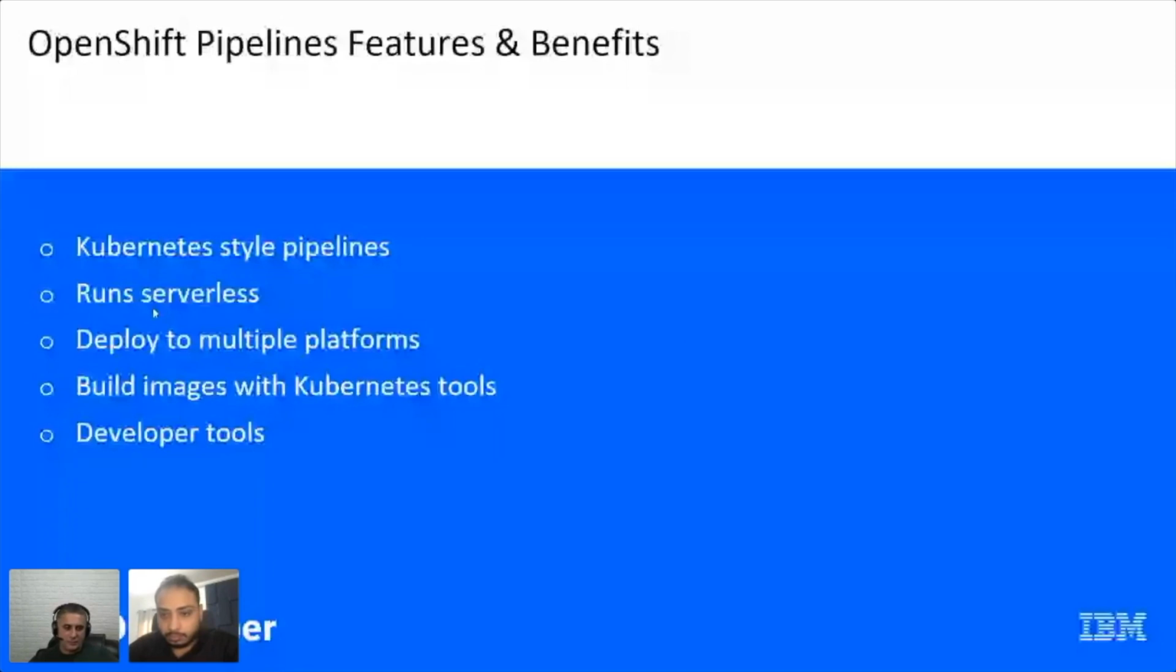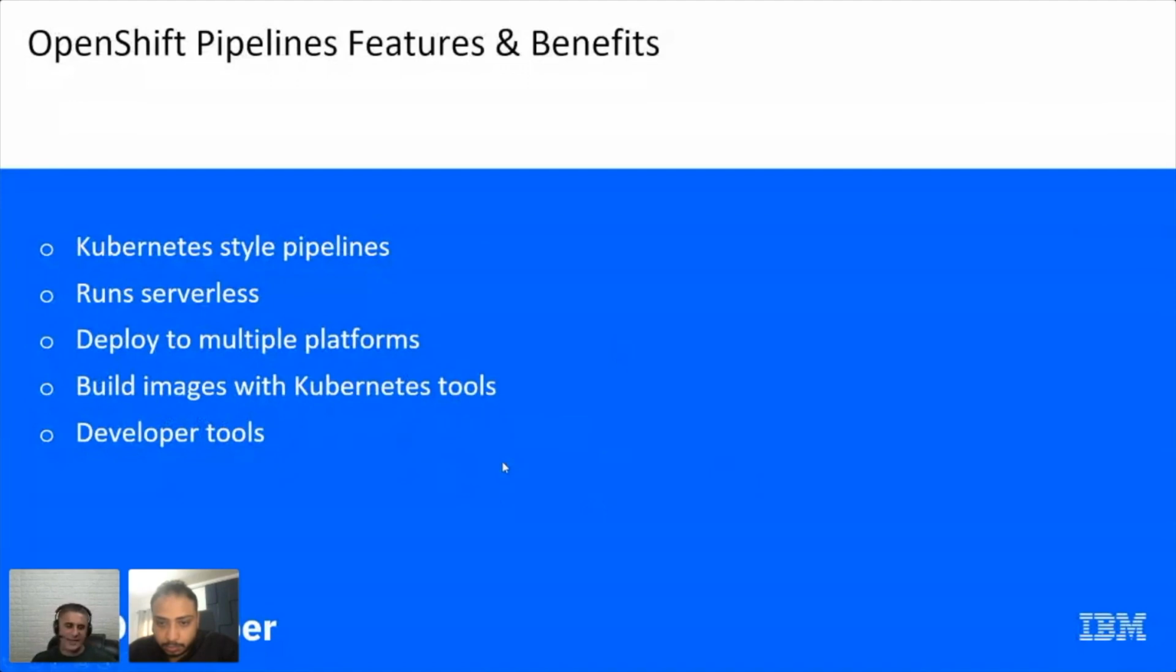You can deploy it to multiple platforms. So if you write a Tekton pipeline in Kubernetes, you can put that in OpenShift on another cloud, on the same cloud, or with a different cloud provider. That's no problem. And you build the images and so on. Everything is done using Kubernetes and OpenShift. And you have developer tools, like in OpenShift, which are the Tekton tools.